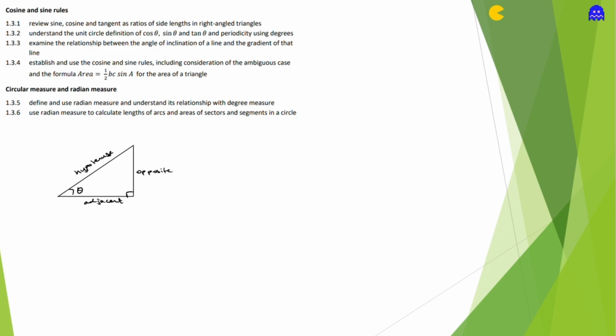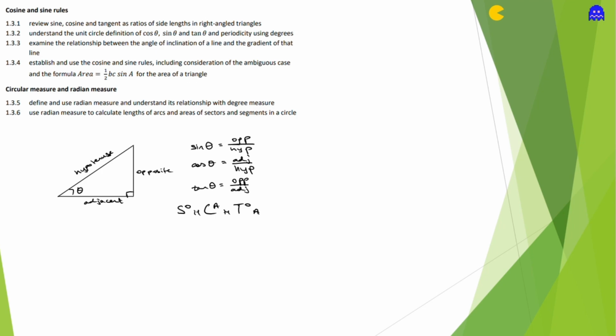Alright, so in this context, we know that sine theta is equal to the opposite side divided by the hypotenuse. Cosine theta is equal to the adjacent side divided by the hypotenuse. And tan theta is equal to the opposite side divided by the adjacent side. This is our common definition of sine, cosine, and tan, and we have SOHCAHTOA to remember it: sine is opposite over hypotenuse, cosine is adjacent over hypotenuse, tan is opposite over adjacent.